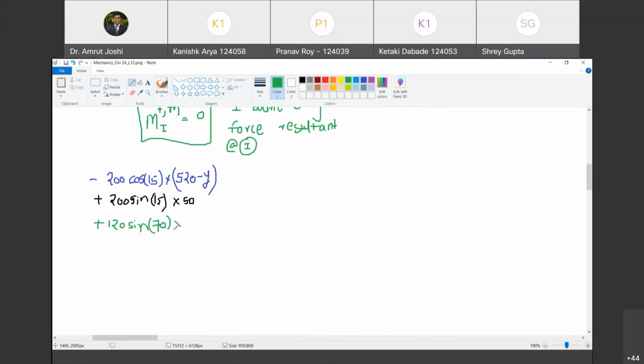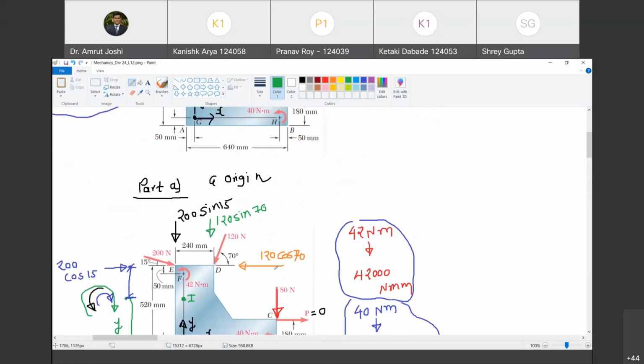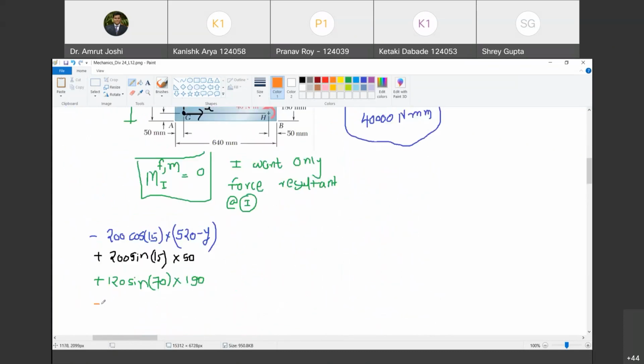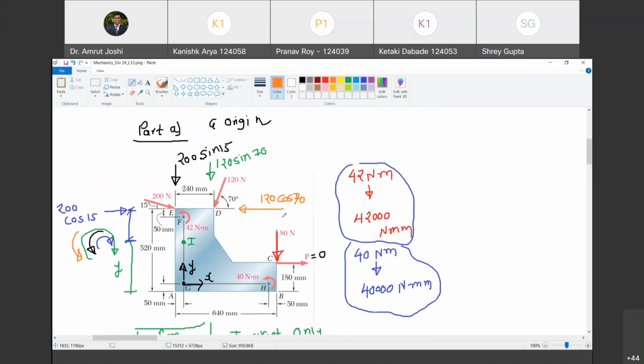Multiplied by 190. Happy? Yes, sir. Okay. Now let us look at this 120 cos 70 component. What kind of moment does it produce about I? Anti-clockwise, sir. So I have shown it to be anti-clockwise, and I am going to assign a positive sign to it. What is the moment?